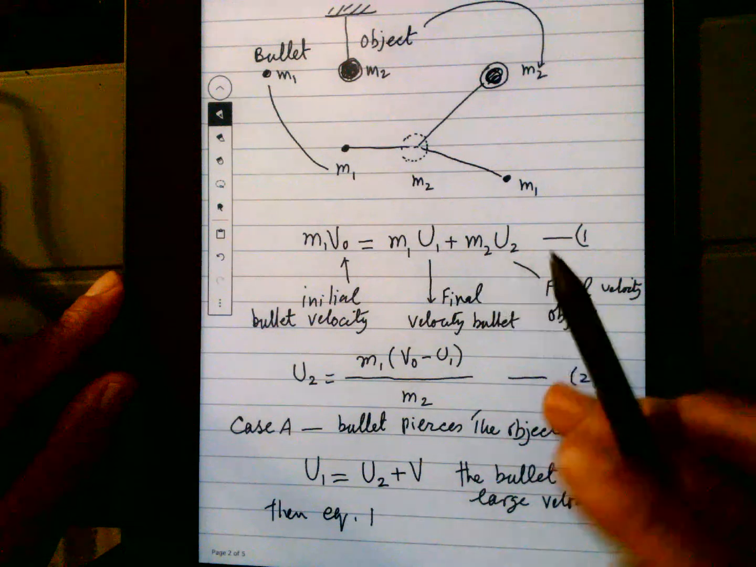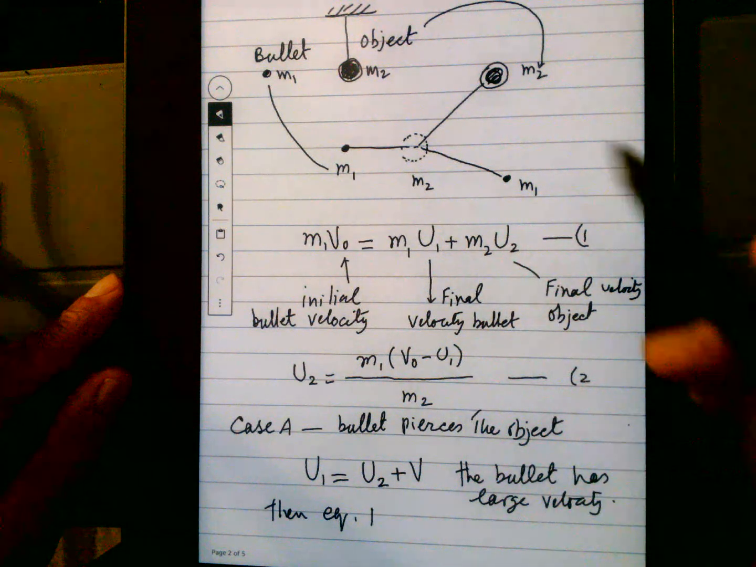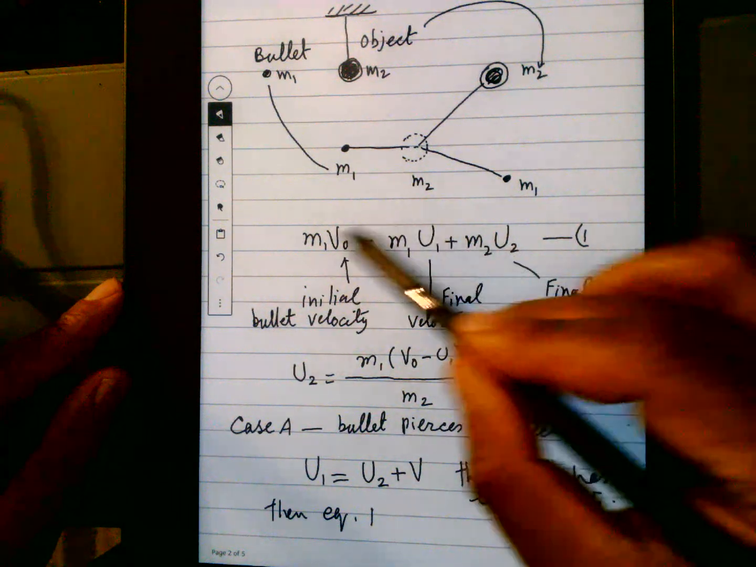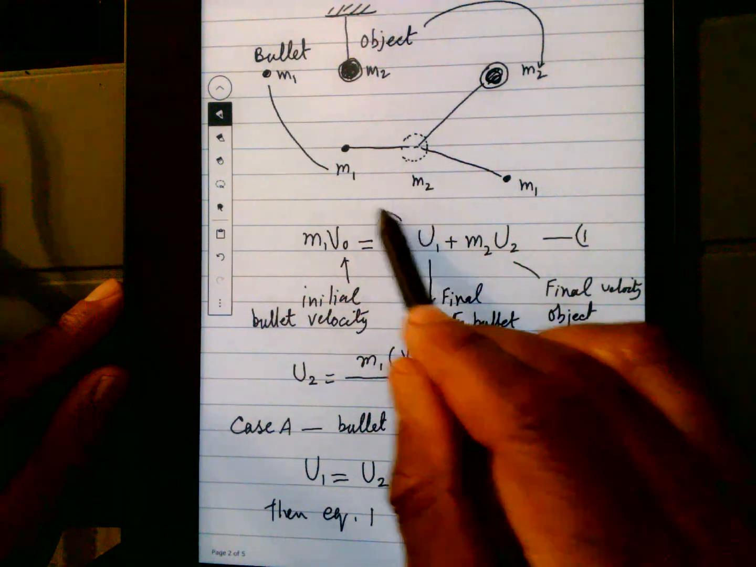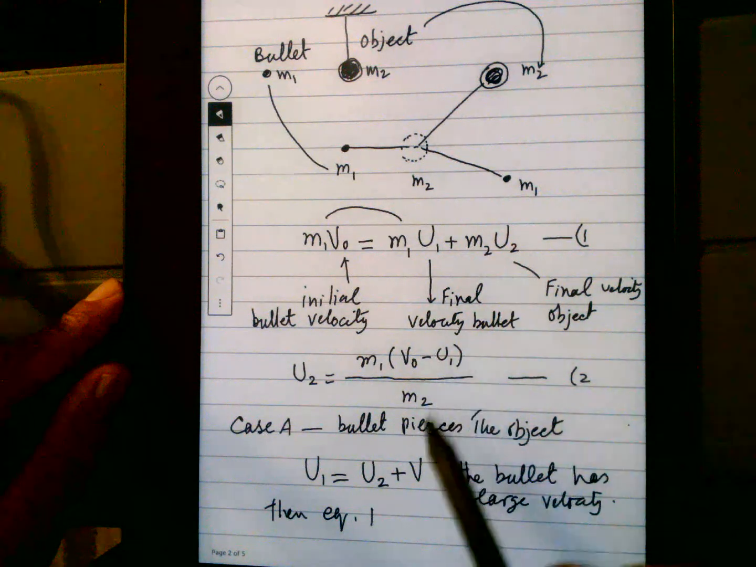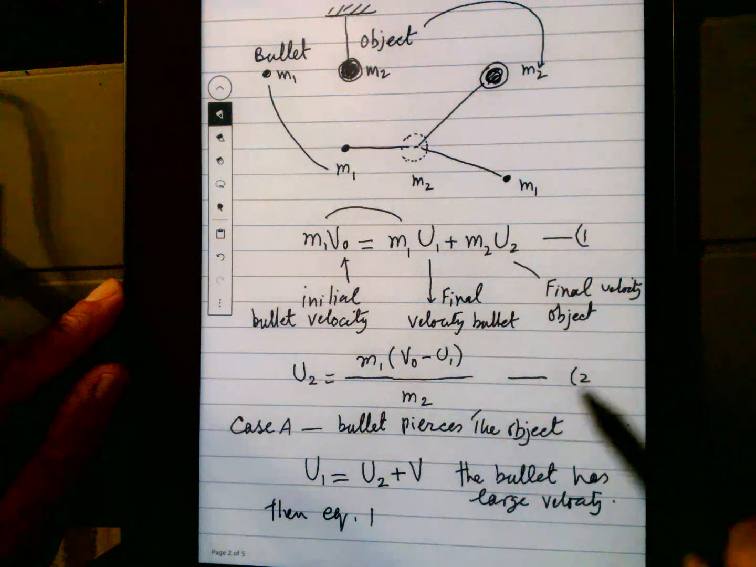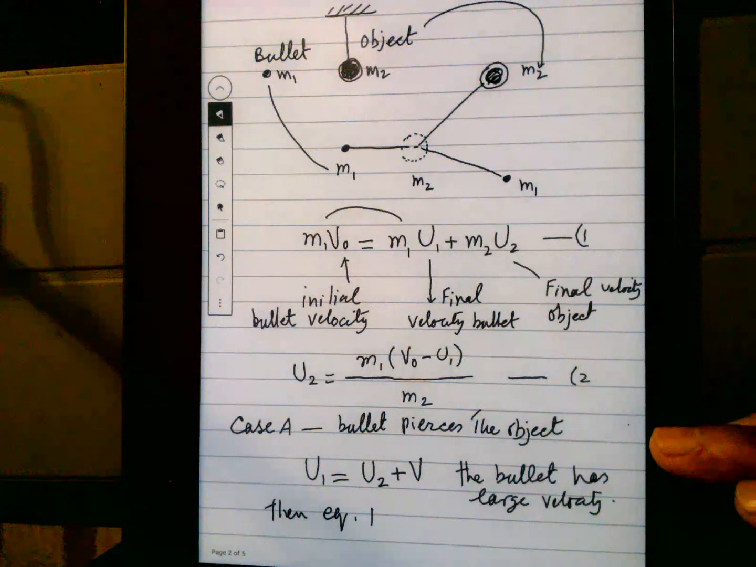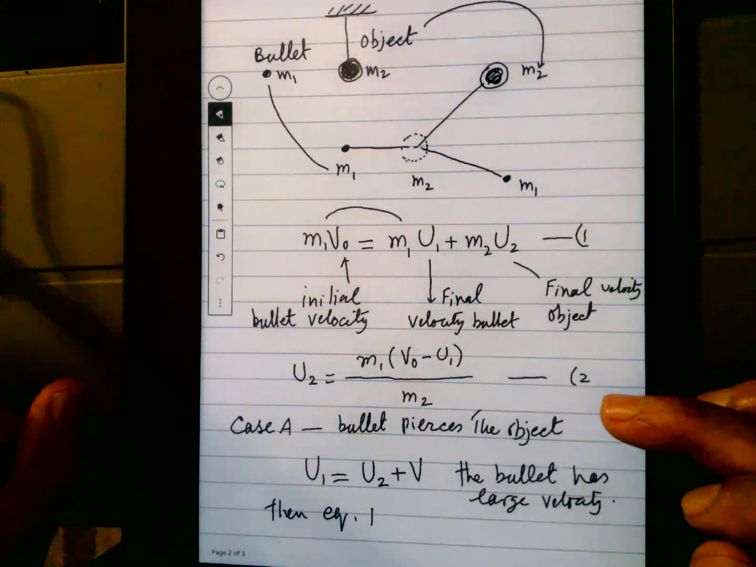If you rearrange this, we get this on the other side. m1 is common, so u2 equals m1 times v naught minus u1, over m2. This is the velocity of the object.